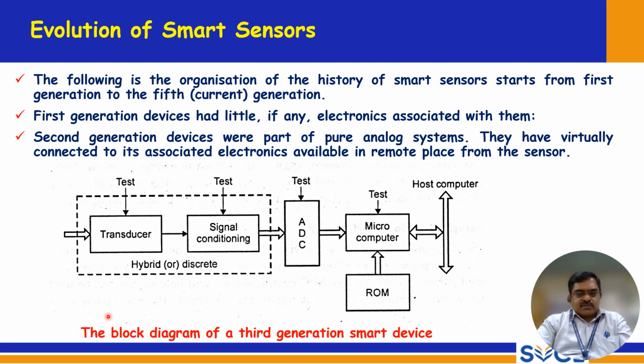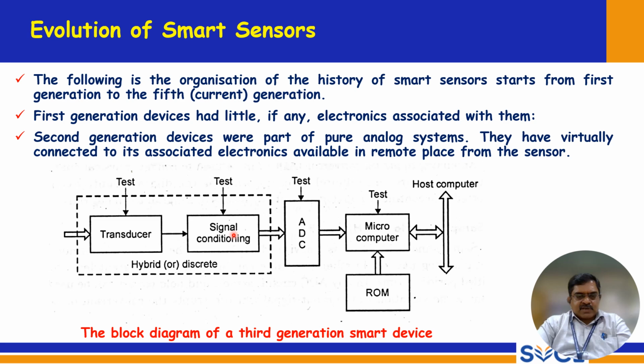So, the evolution of smart sensors. The following is the organization of the history of smart sensors, starting from the first generation to the fifth, which is the current generation. The first generation devices had little, if any, electronics associated with them, and second generation devices were part of pure analog systems. There was no question of digital devices at that time. They were virtually connected to their associated electronics available in a remote place from the sensor. Here is the block diagram of the third generation smart sensor. We are now in the fifth generation.